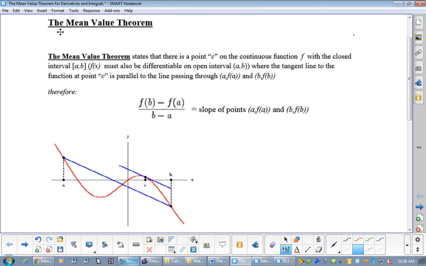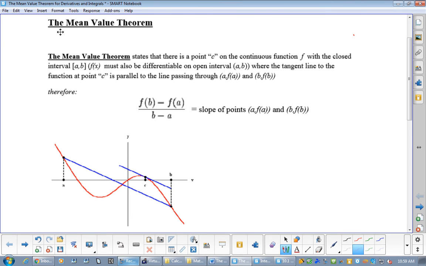Okay, now the mean value theorem, these are always really wordy. So I will say it and then I will try and explain it, okay? It states that there's a point C on a continuous function f with the closed interval ab, and f of x must be differentiable on the open interval ab, where the tangent line to the function at point C is parallel to the line passing through a, f of a, b, f of b.